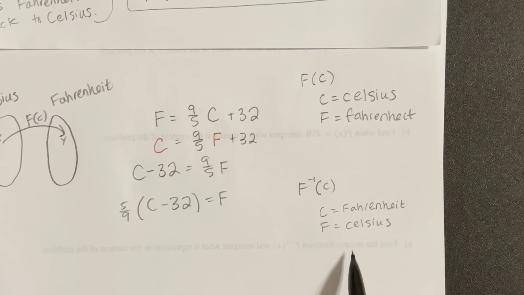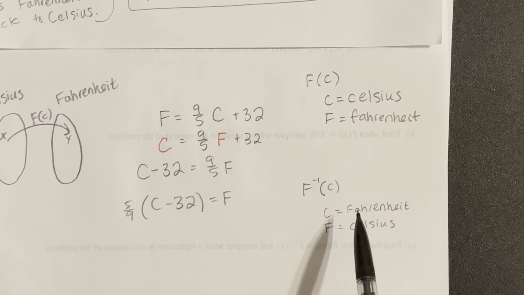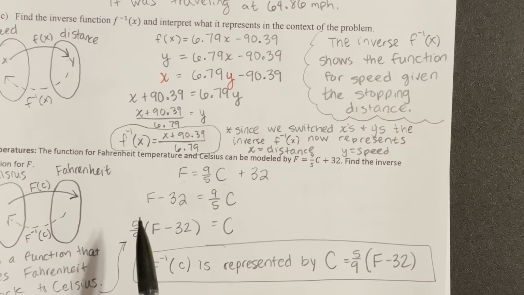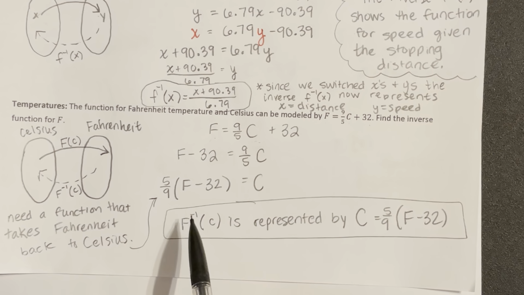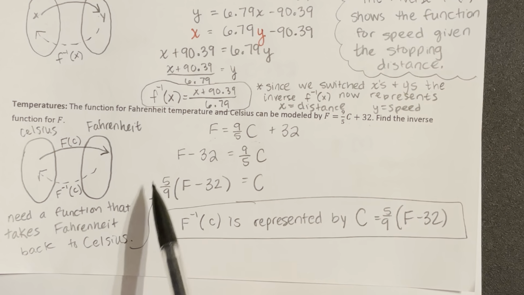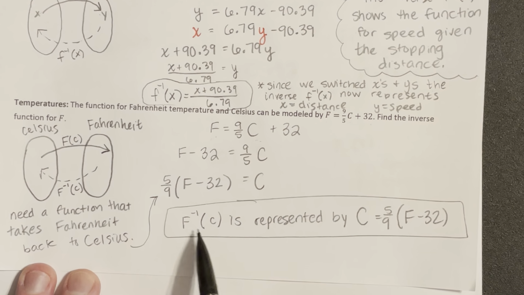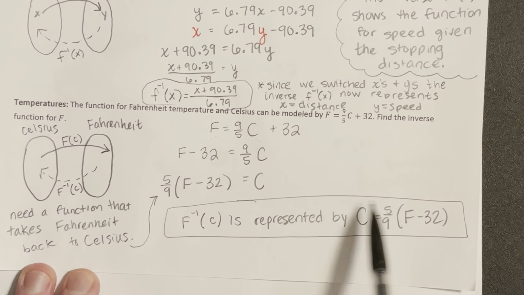Otherwise, you're going to have to explain what the new c and the new f mean, and that doesn't really make much sense. So if you're going to solve an inverse function with actual context and variables that are not x and y that mean something in context, then it's actually easier to not swap them and just show what that represents by writing the equation out this way.